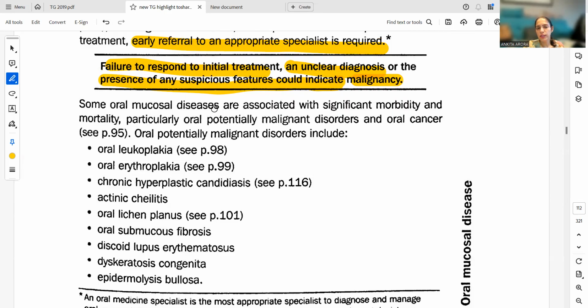Some oral mucosal diseases are associated with significant morbidity and mortality, particularly oral potentially malignant disorders and oral cancer. Oral potentially malignant disorders include oral leukoplakia, oral erythroplakia, chronic hyperplastic candidiasis, actinic cheilitis, lichen planus, OSMF, oral submucous fibrosis, discoid lupus erythematosus, dyskeratosis congenita, and epidermolysis bullosa.